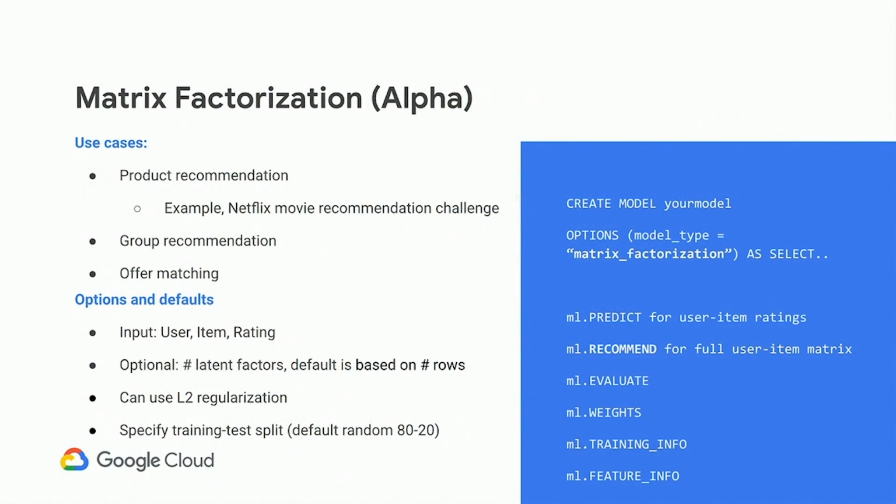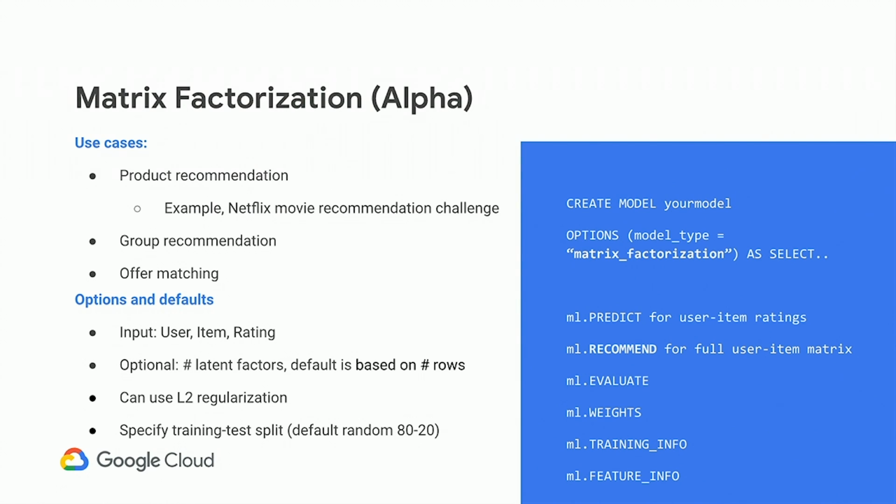Moving on to the first model we are adding support for, which is matrix factorization. This is typically used for product recommendation, offer matching, or if you had an app, you could recommend groups to people on your app. For all these things, the idea is that you have a set of user-item-rating tuples. You don't have data for all the users and all the items, and you want to predict the user-item interaction for observations we have not seen.